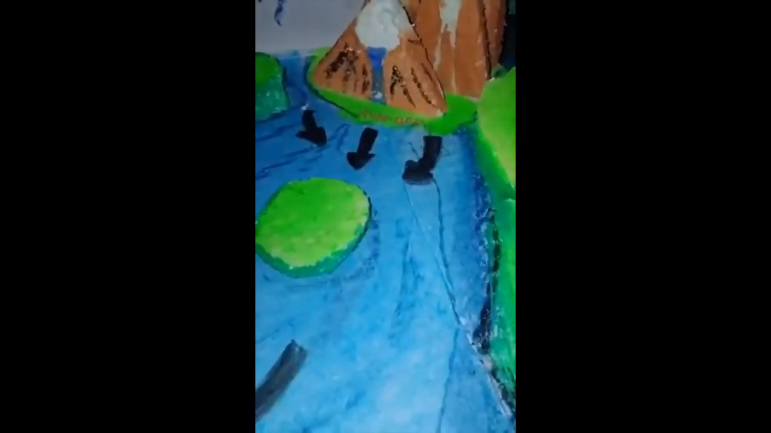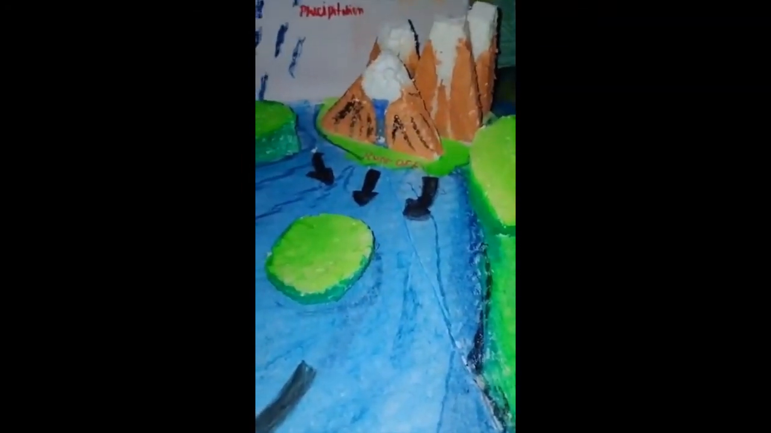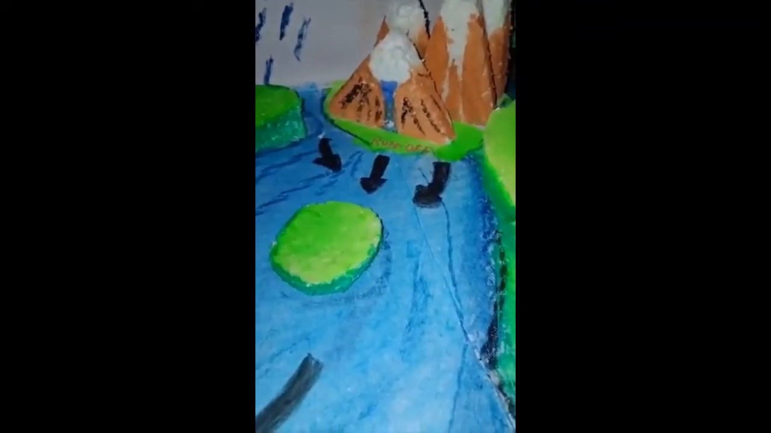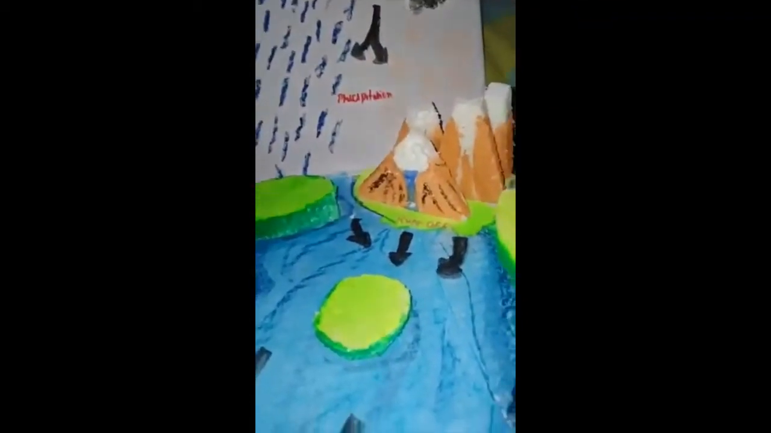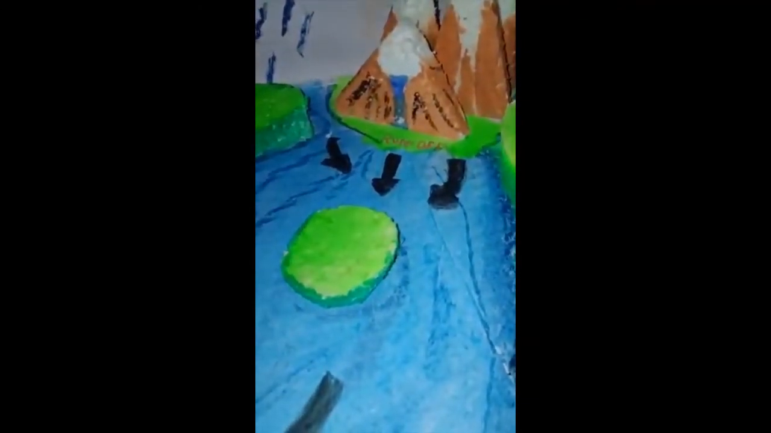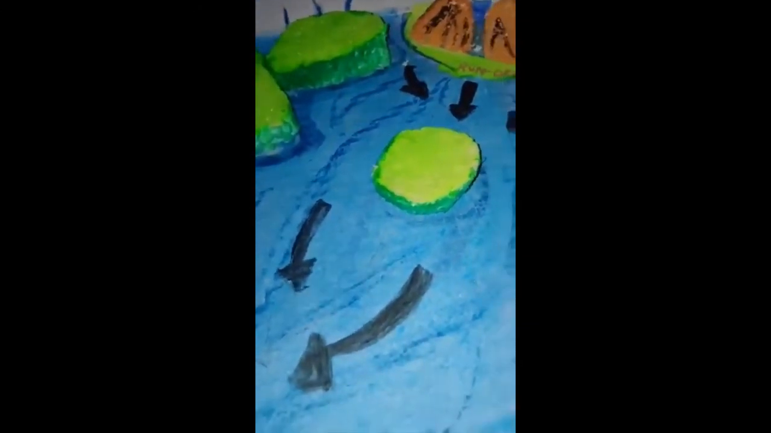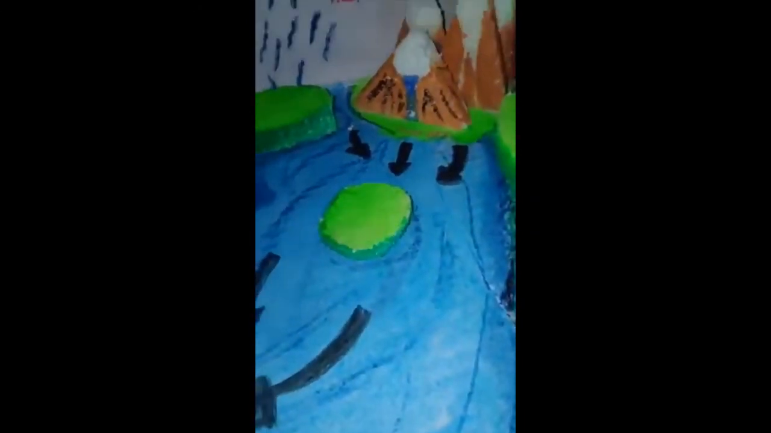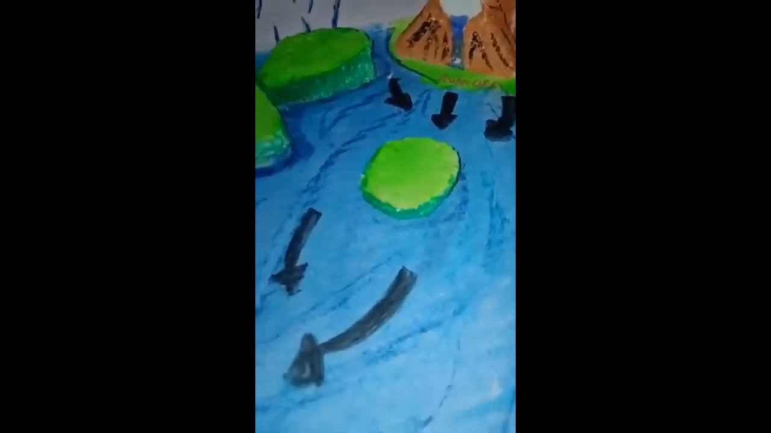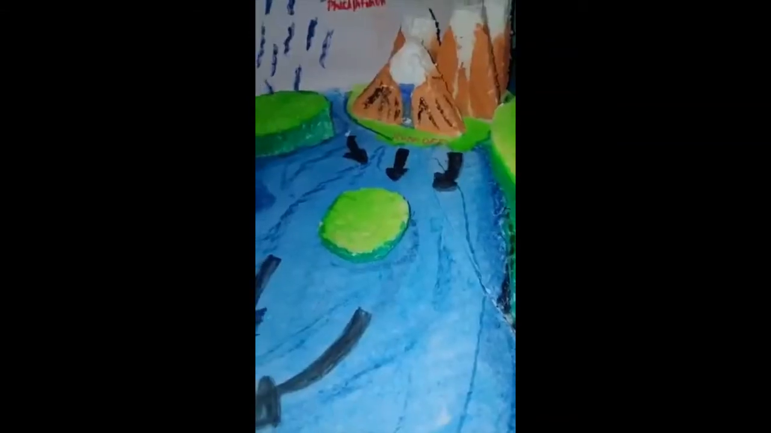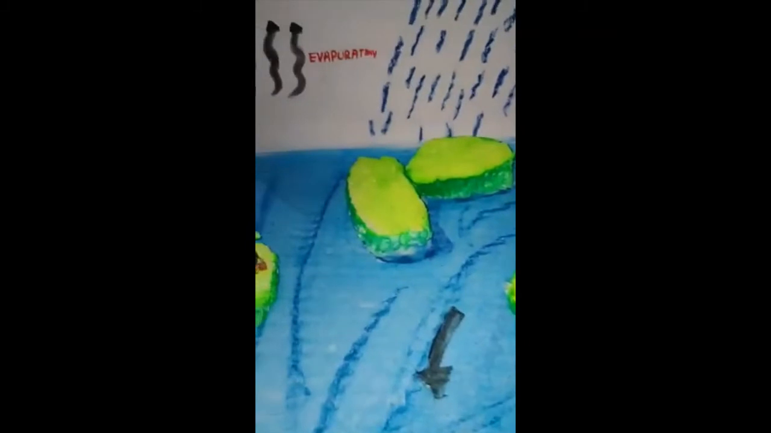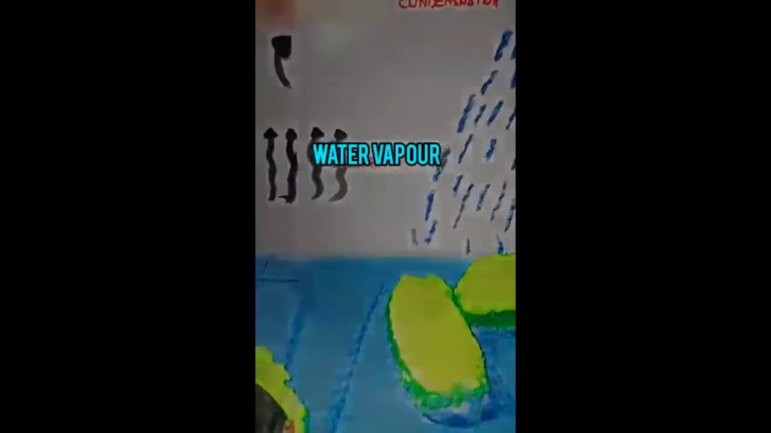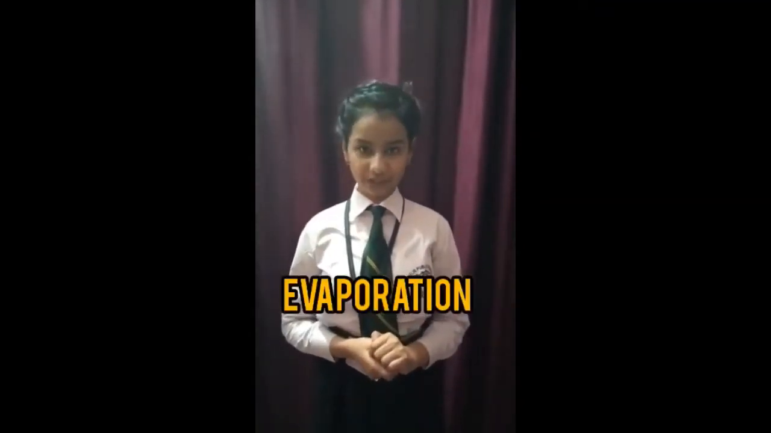As you can see, here is some water coming from the mountains. This water is basically the rainwater or the snow that got melted. Later on, this water mixes with the river, or we can say this water takes the form of a river. This is known as runoff. After that, the water gets evaporated due to the sun's heat and turns into water vapor. Vapor is an invisible gas. This is known as evaporation.